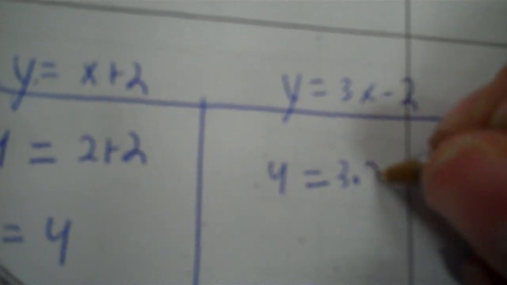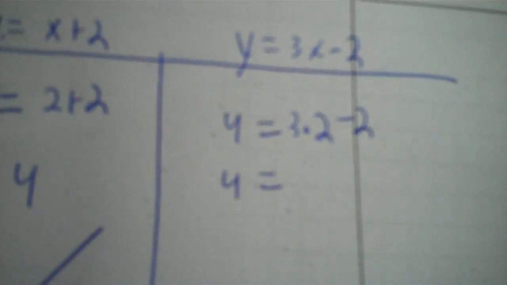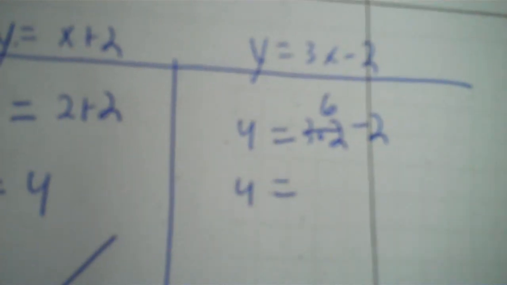And now plug it in here and see if it's a solution to this one. So 4, 3x, so it's 3 times 2 minus 2. So we have 4 on this side. To find the value on the other side, you just multiply: 6. 6 minus 2 is 4. So they both worked. I got the same number on each side. This is the solution. It's the only solution to both of them at the same time.